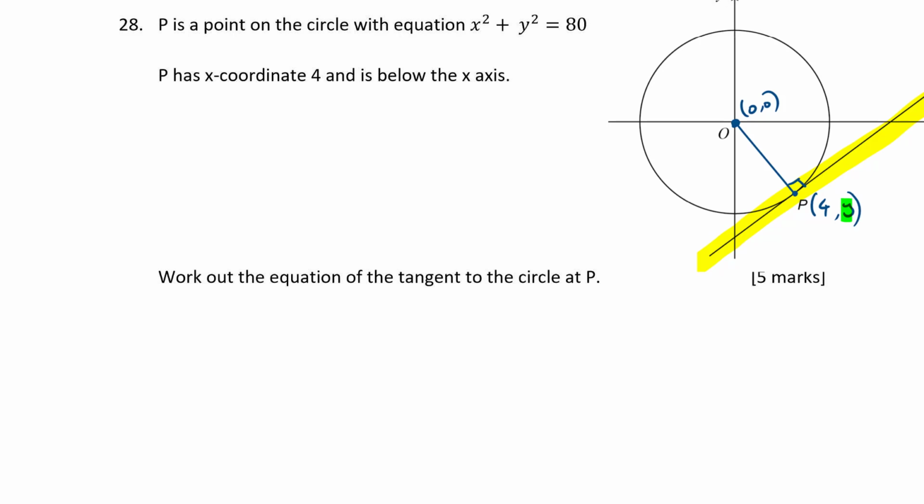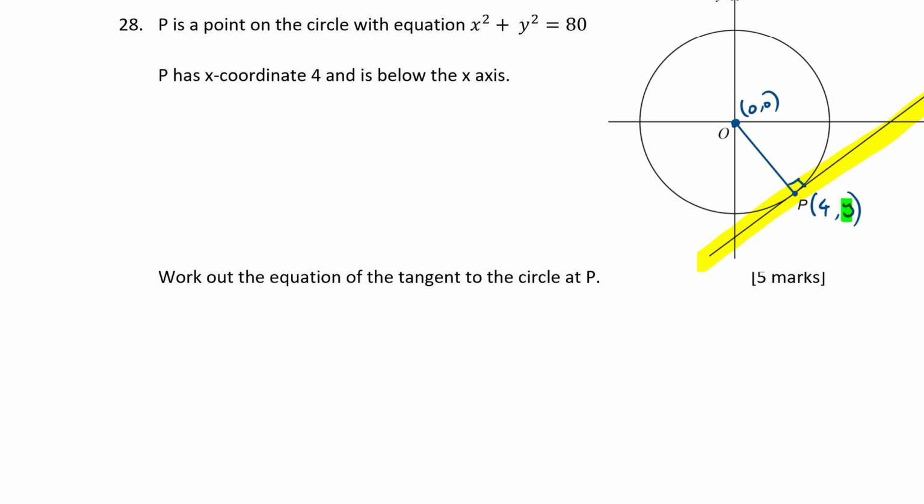So that is enough information to find the gradient of the radius drawn at the point of contact, and then we can use the fact that that radius and this tangent are perpendicular to find the tangent gradient, and then we should be able to find its equation. So quite long, but let's just get cracking and let's get it done.